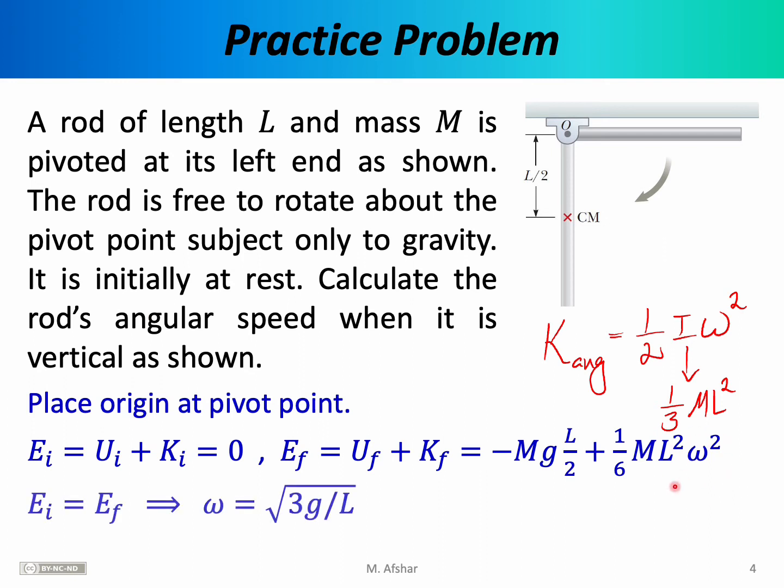According to conservation of energy, we can set these two equal to each other. Notice that in this case, there is no friction. We're ignoring drag, so we can easily say E initial is equal to E final, which means this entire quantity here is going to be equal to 0, and then we can proceed to solve for omega. With a little bit of algebra, you will see that omega is equal to the square root of 3g over L.